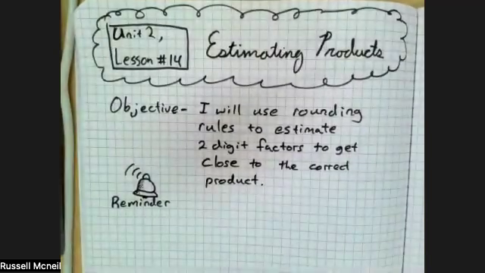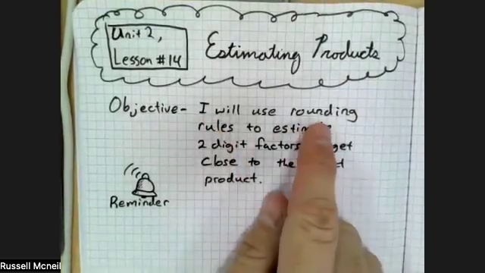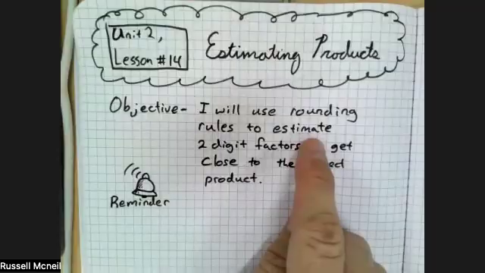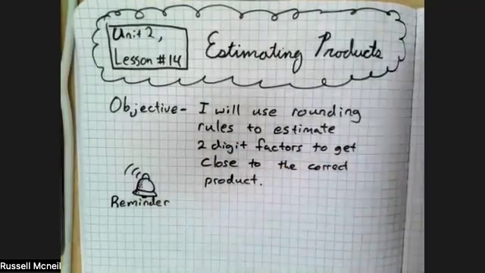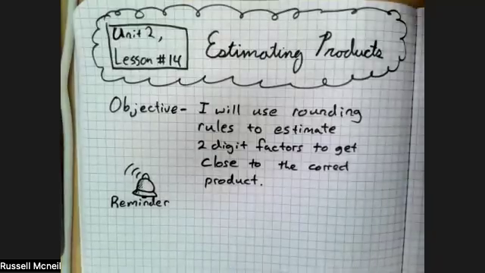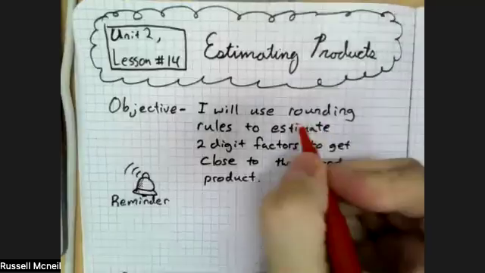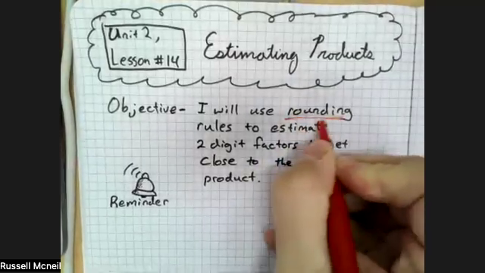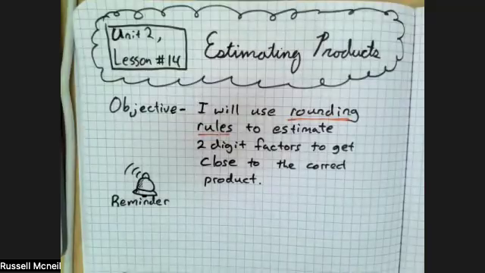All right, let's take a look at that objective together. I will use rounding rules to estimate two-digit factors to get close to the correct product. Now, there are some key terms in here. First off, in our objective, we are using rounding rules. We had a little rhyme that we're going to review, but we're talking about rounding numbers.